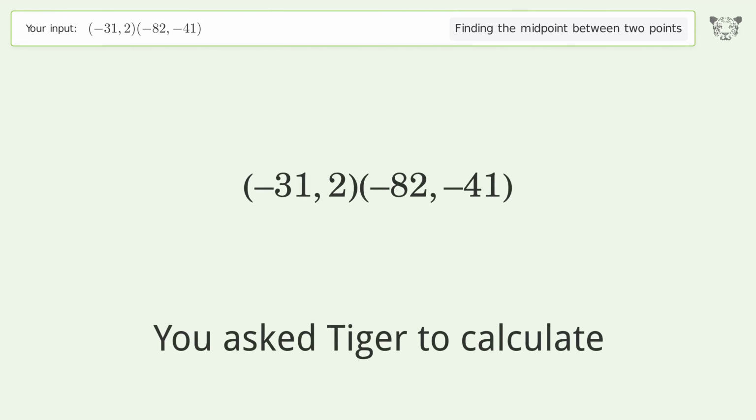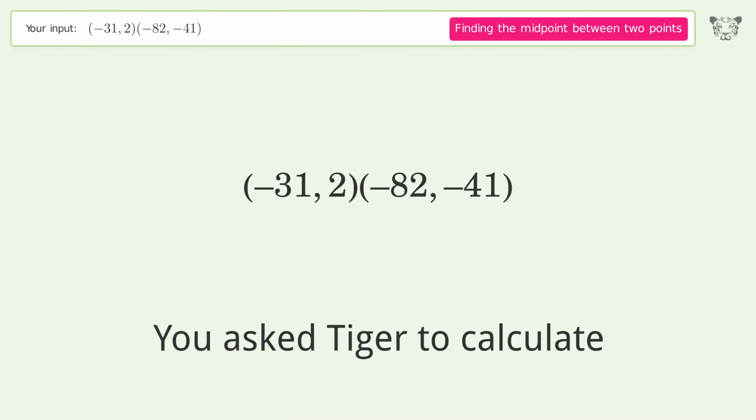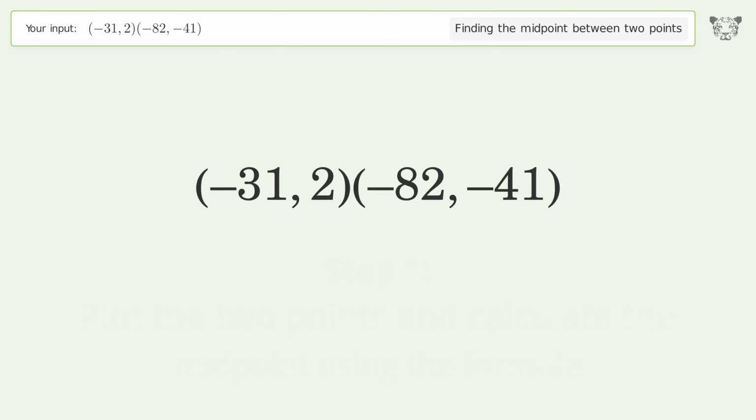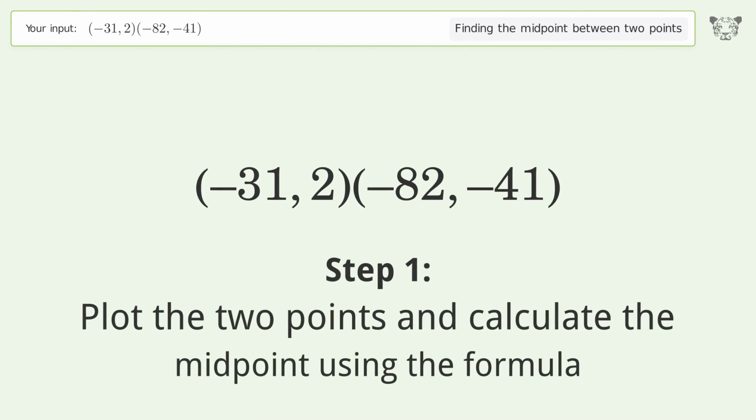You ask Tiger to calculate. This deals with finding the midpoint between 2 points. The midpoint between the 2 points is negative 56.5, negative 19.5. Let's solve it step by step. Plot the 2 points and calculate the midpoint using the formula.